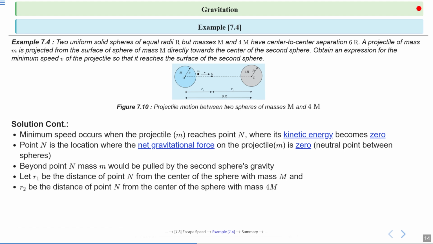Similarly, R2 is the distance from the center of the sphere with mass 4m to the point capital N. By knowing both R1 and R2, we can better understand the balance of the forces at the neutral point.